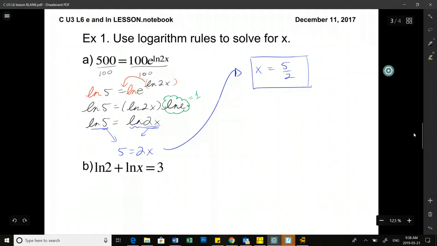How do I check my answer for these again? We plug it right back in, make sure we get left side equals right side, okay?